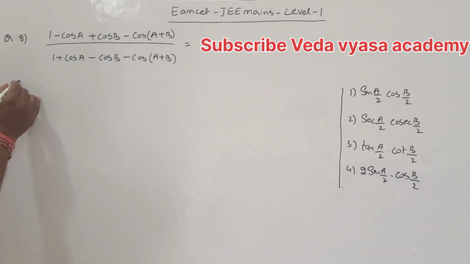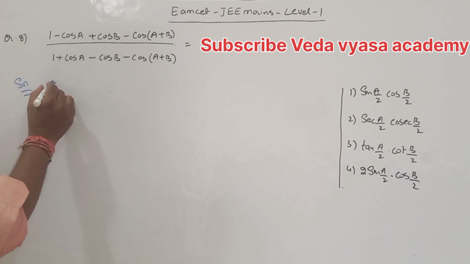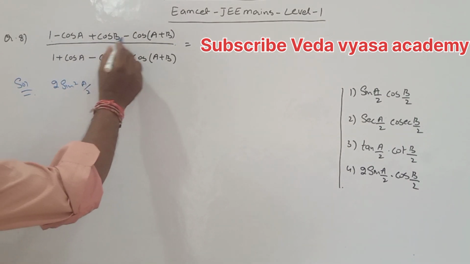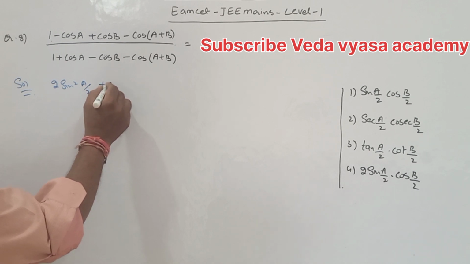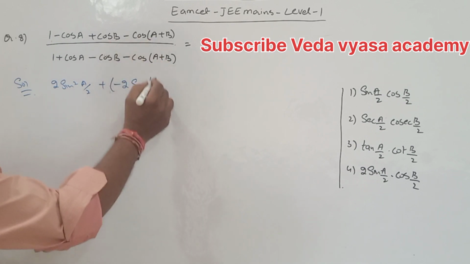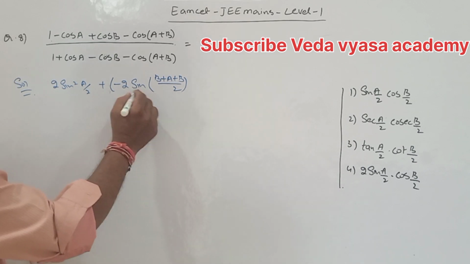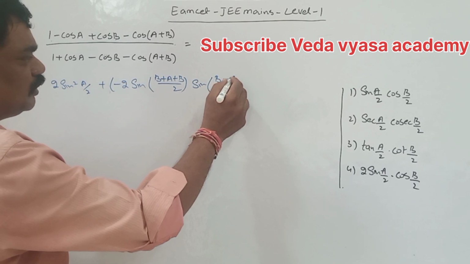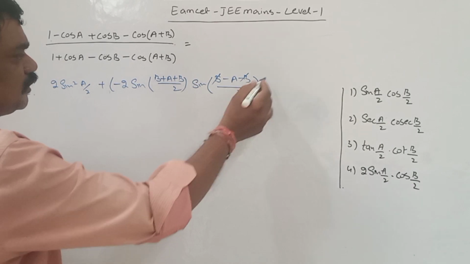Here you observe. 1 minus cos a is 2 sin square a by 2, plus these are in the form of cos C minus cos D. So minus 2 into sin of (b plus a plus b)/2 into sin of (b minus a minus b)/2. Okay, minus b plus b cancel.